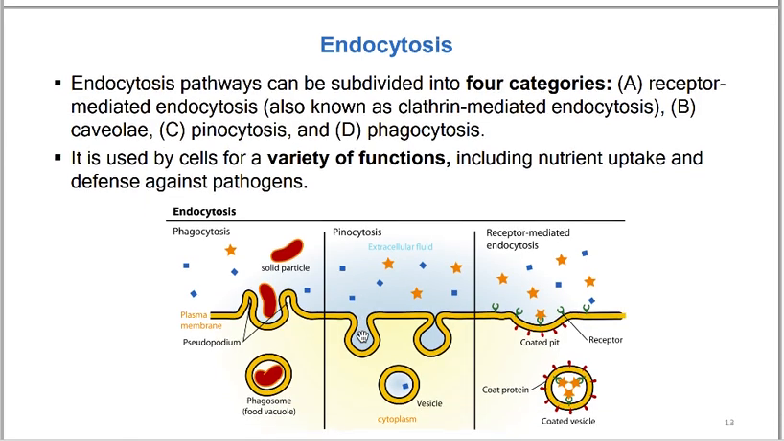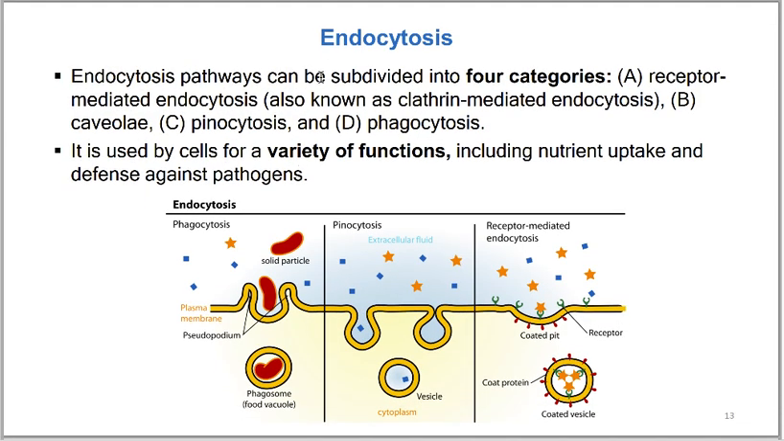Okay. So the endocytosis pathway can be subdivided into four categories. One is receptor mediated endocytosis, pinocytosis, phagocytosis, and another is caveolar or clathrin mediated endocytosis, which is used by the cell for a variety of functions, including nutrient uptake and defense against pathogens.